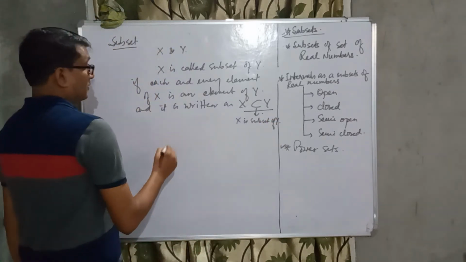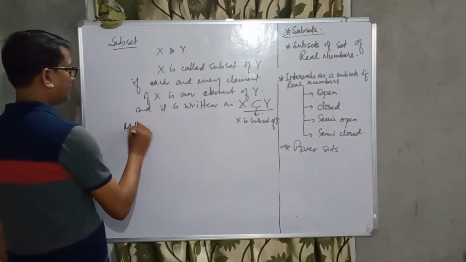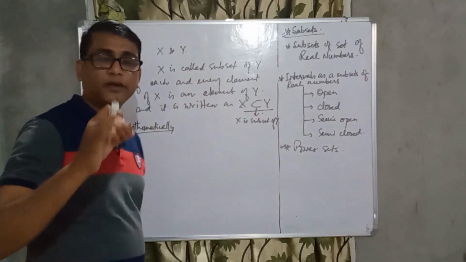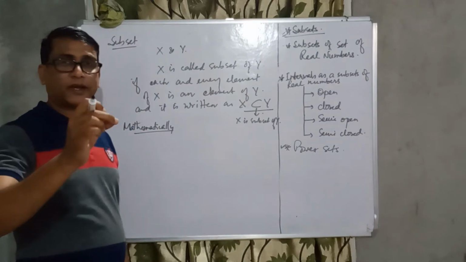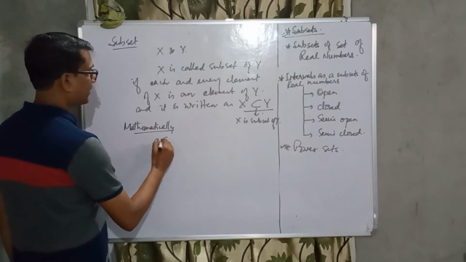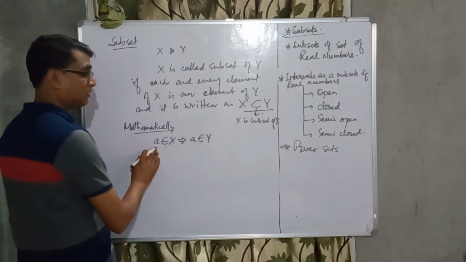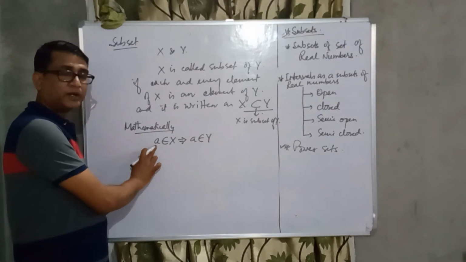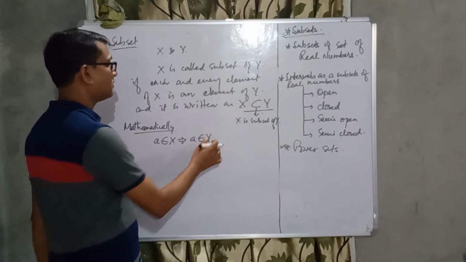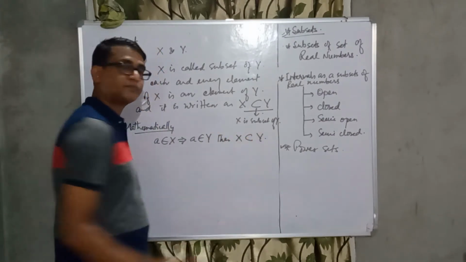Okay. That means mathematically what can we say? Elements which belong to x also belong to y. If a belongs to x, it implies that a belongs to y. We suppose a is an element in x, and it implies that a is also in y. Then x is a subset of y. Okay?